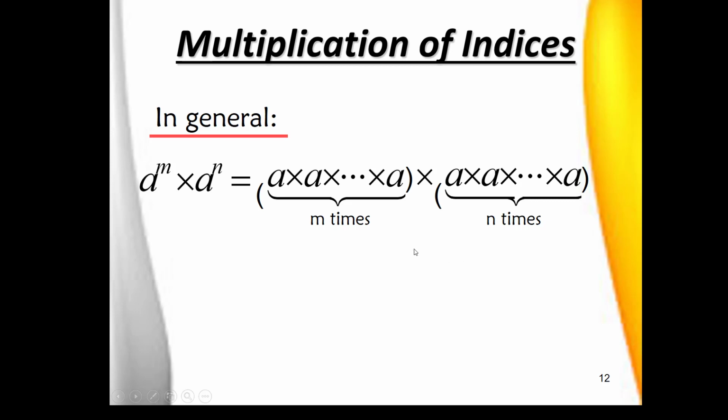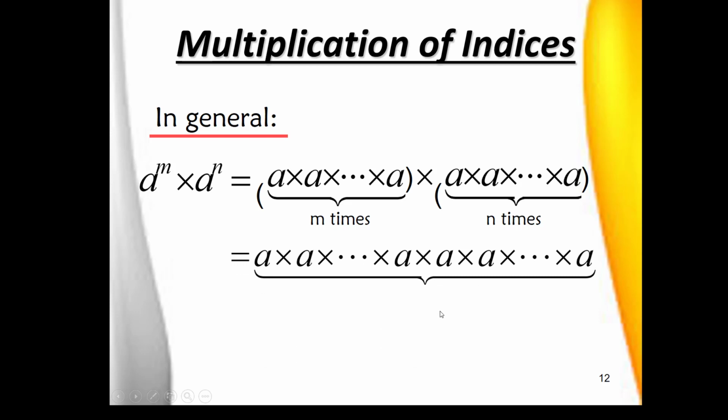So in general, if I have a power m and then another a power n, the a power m means a written m times. The second one, the a written n times. If I count all of them, I count m plus n. So all together, there are m plus n times, and when we write it, we will just write a to the power of m plus n.